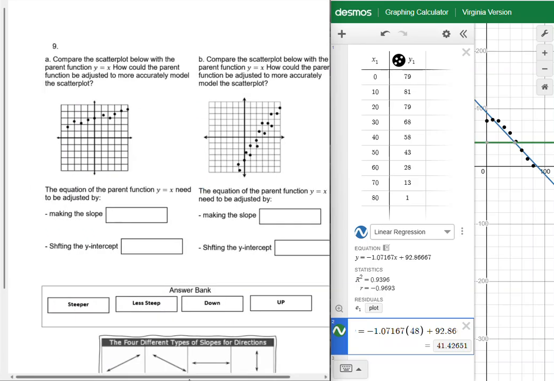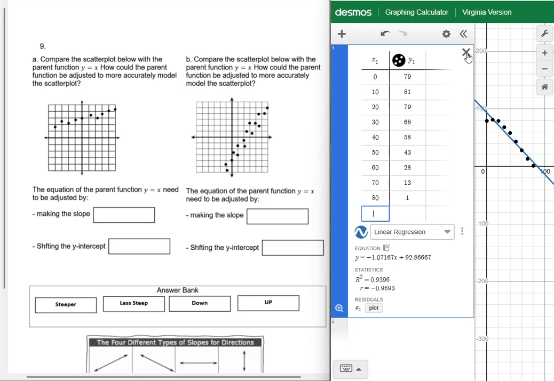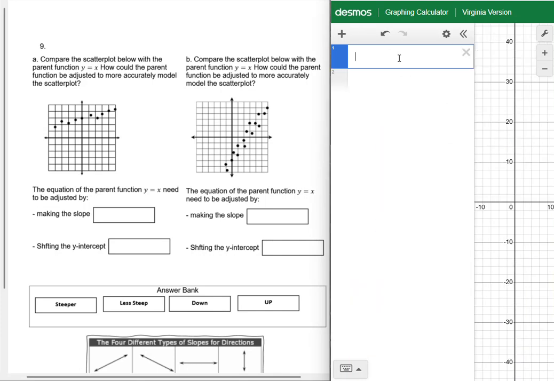For number 9, compare the scatter plot below with the parent function y equals x. Okay, so y equals x looks like this. Let me just graph it in Desmos.